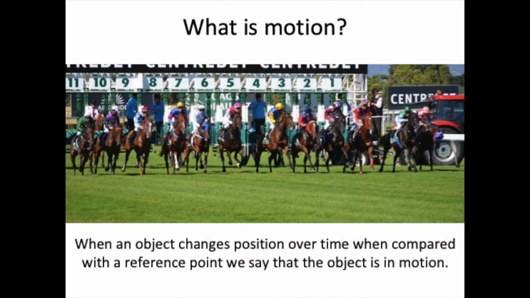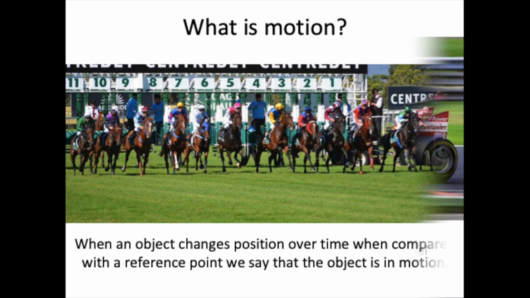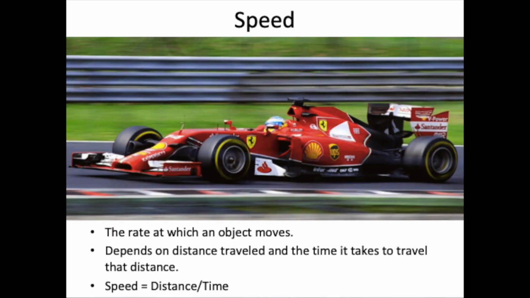But what is motion? Motion is when an object changes position over time when compared with a reference point. We say that that object is in motion. Just like these horses. They started out of the gate, and they're in motion. Now, the motion also has a speed.